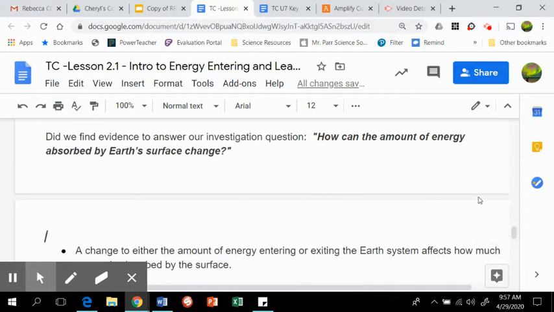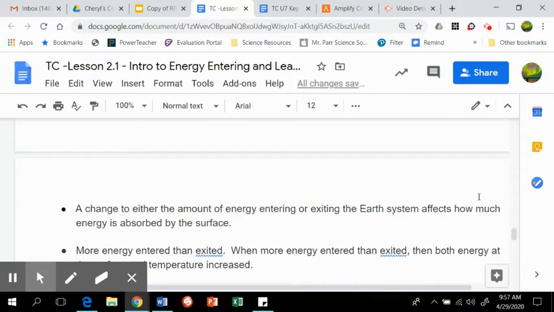Did we find evidence to answer our investigation question, how can the amount of energy absorbed by Earth's surface change? Well, we do have evidence that a change to either the amount of energy entering or exiting the Earth system affects how much energy is absorbed by the surface.